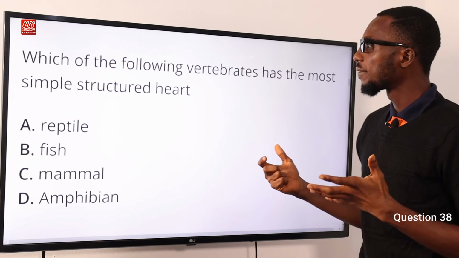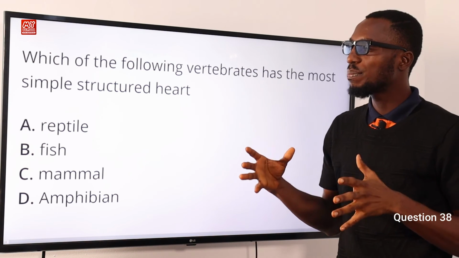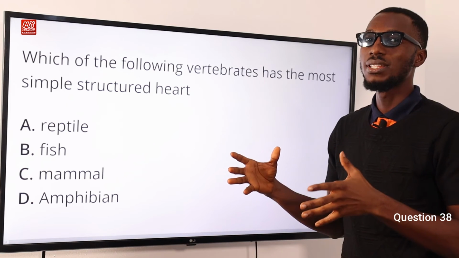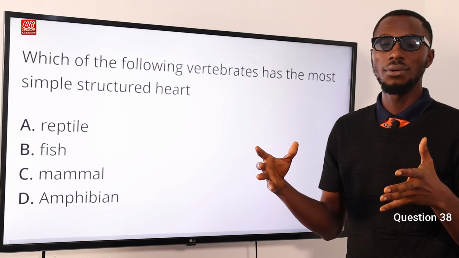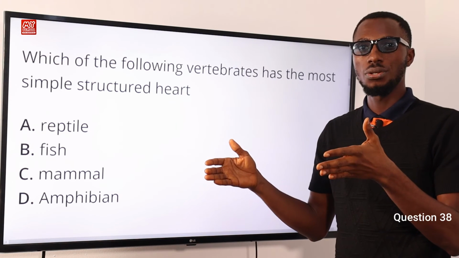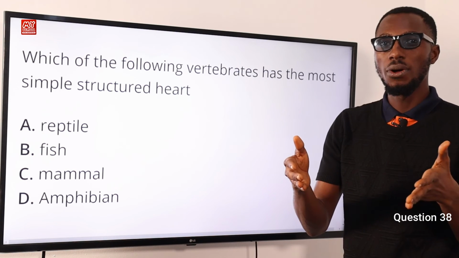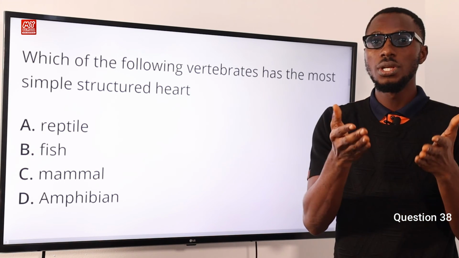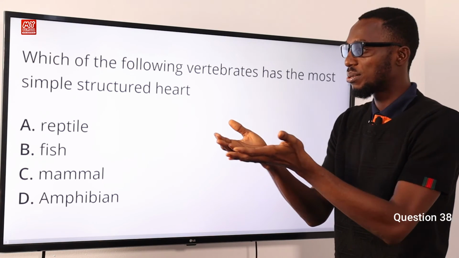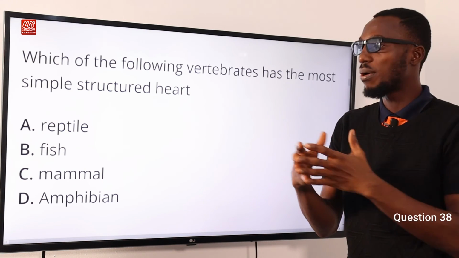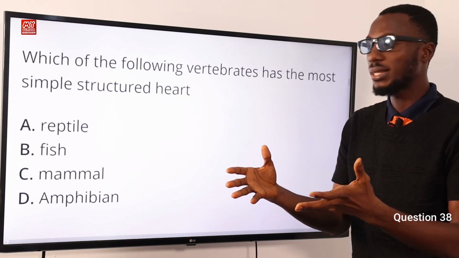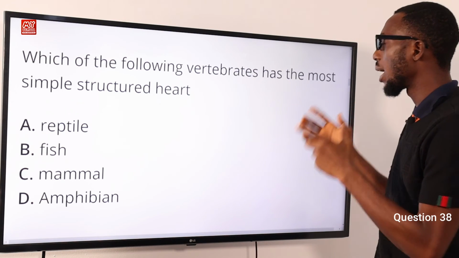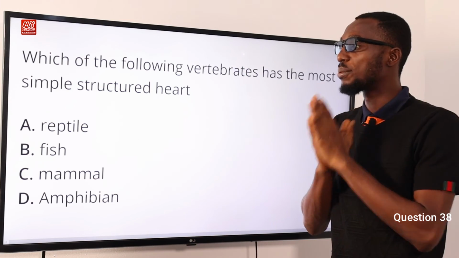38. Which of the following vertebrates has the most simple structured heart? Vertebrates have a closed circulatory system, and we should know that this system has a distinct modification which begins with the simple one, from fish, then the evolution goes up to mammals. So going by the facts we just shared, you will see that the fish has the most simple structured heart. So option B is very correct.